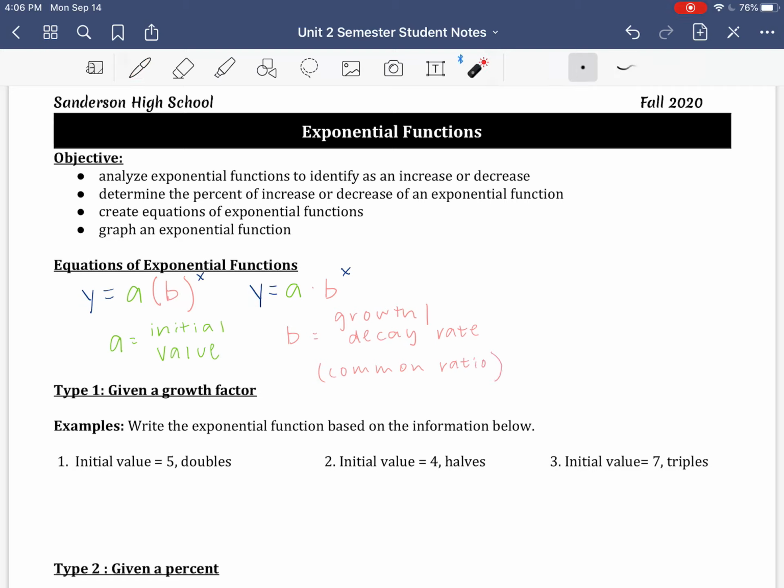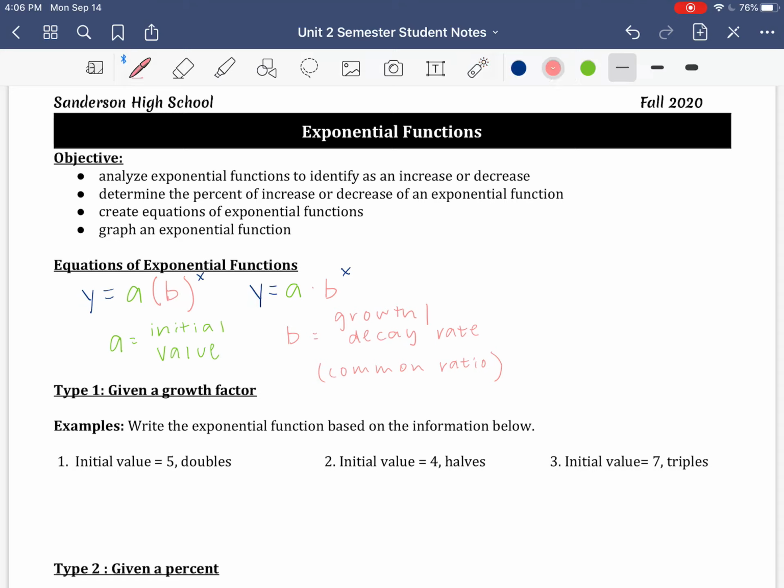And then one important thing to notice is that the x in my equation has to go up in the exponent. The reason it has to go up there is because we're doing a pattern that is repeated multiplication, and the way we represent repeated multiplication is with an exponent. So that's why these are called exponential functions. Your variable is up in the exponent.